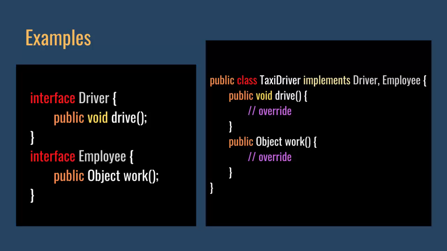A driver can drive a car. An employee works. We implement the driver and employee as interfaces like the left one. A man can drive a car, plus he works in the company as a taxi driver, so we implement the taxi driver class using the interfaces like the right one.